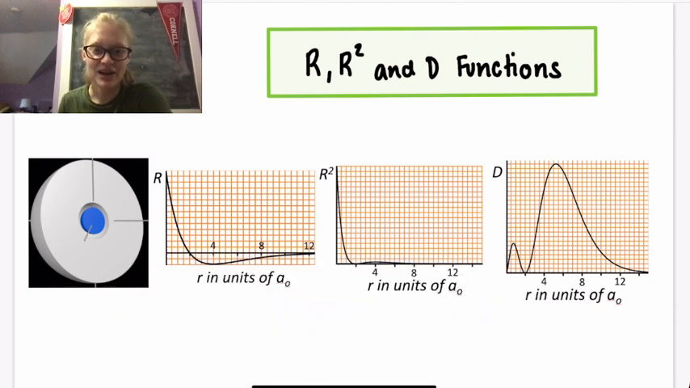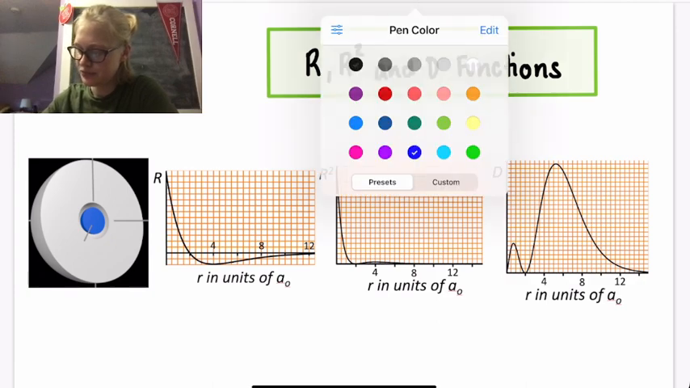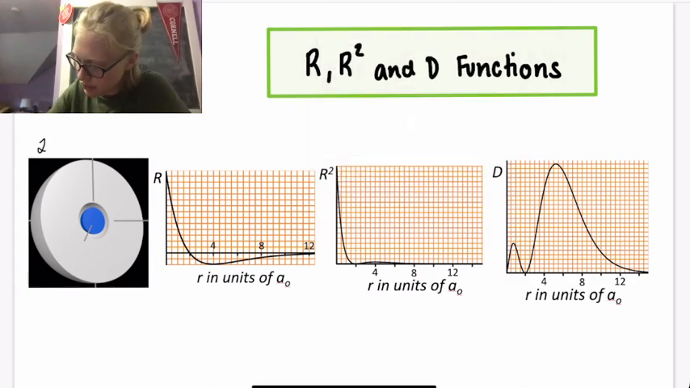Hi everyone, it's Maggie, and in this video we're going to revisit atomic orbitals and look at three different graphs that describe the way the atomic orbital changes as we move away from the nucleus. And we're going to be doing that with this orbital, the 2s orbital.